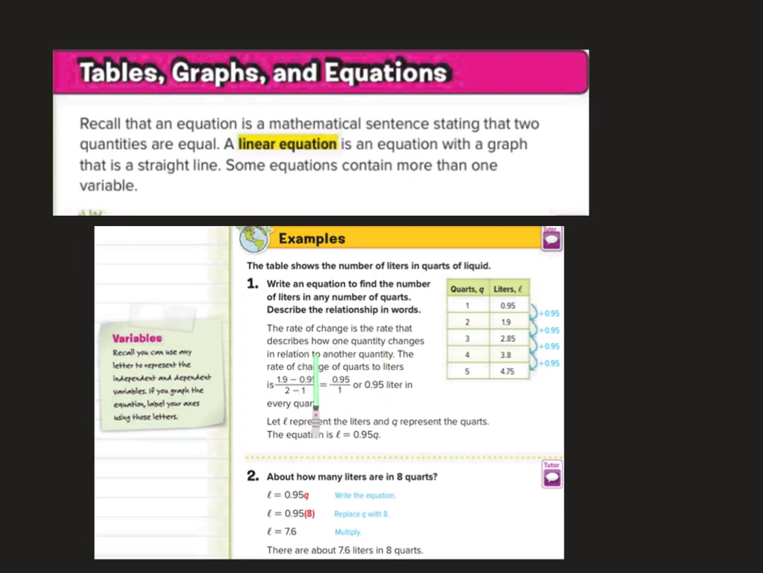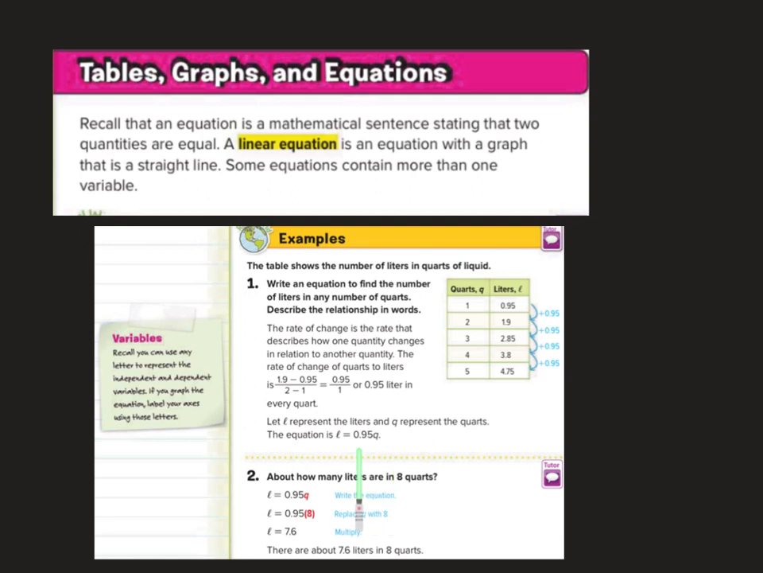The rate of change is the rate that describes how one quantity changes in relation to another quantity. The rate of change of quarts to liters is 1.9 minus 0.95 over 2 minus 1. So we're looking at our slope equation, y2 minus y1 over x2 minus x1. For our final answer, we end up with 0.95 over 1, or 0.95 liters in every quart. So we're going to let L represent the liters and Q represent the quarts, and the equation would be L equals 0.95Q.